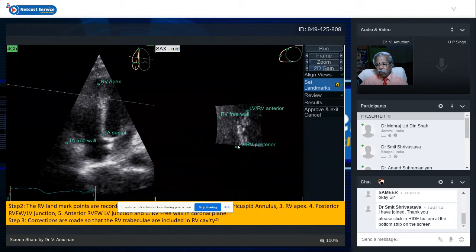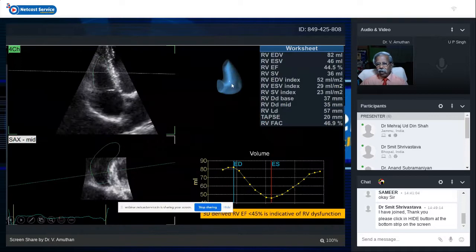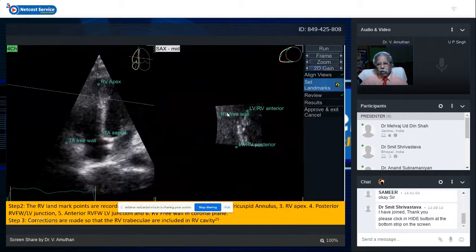And then the RV posterior wall or LV-RV junction, that is the septal attachment anteriorly, and then the RV free wall. So now you have the RV volume, the inflow, the apex, as well as the outflow or the infundibulum, all are seen, and you have the RV ejection fraction calculation, which is spotted immediately around 45% here. So that is how it is easily done.